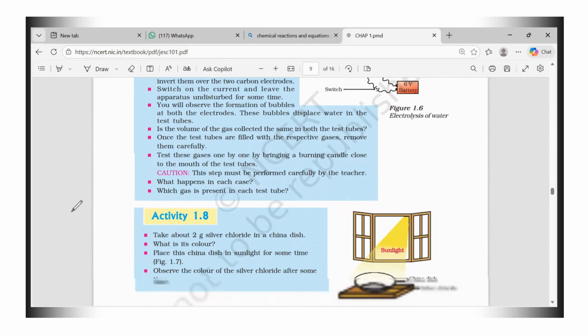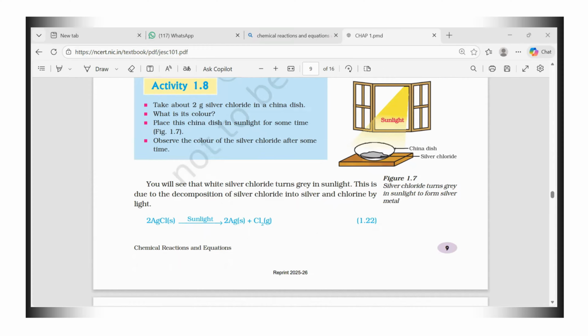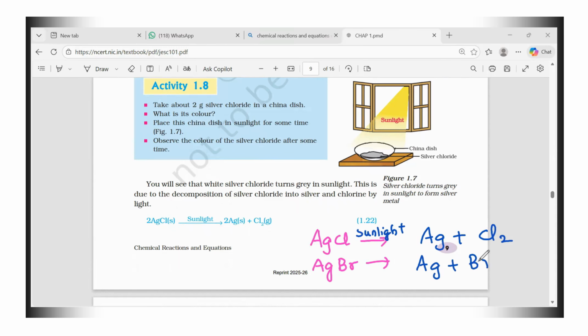Now, photodecomposition is very easy. Only one metal is taken there, that is silver. Either silver chloride or silver bromide. Okay. When decomposition occurs, this is with the help of sunlight. So in sunlight, photodecomposition occurs. It will split into Ag plus Cl2, because chlorine cannot exist as Cl. Same is the case with Ag plus Br2. So when you balance, it is 2Ag, 2Ag.